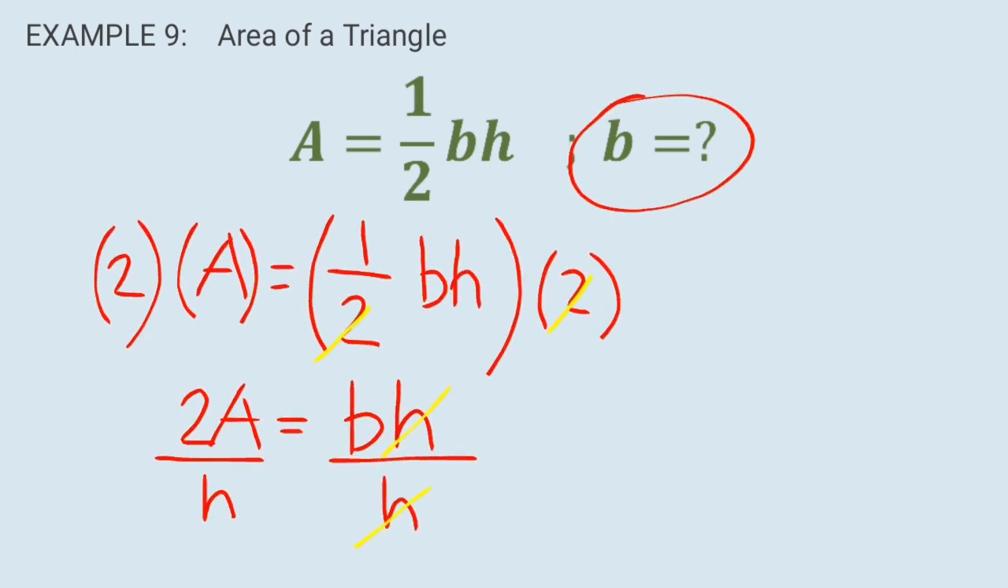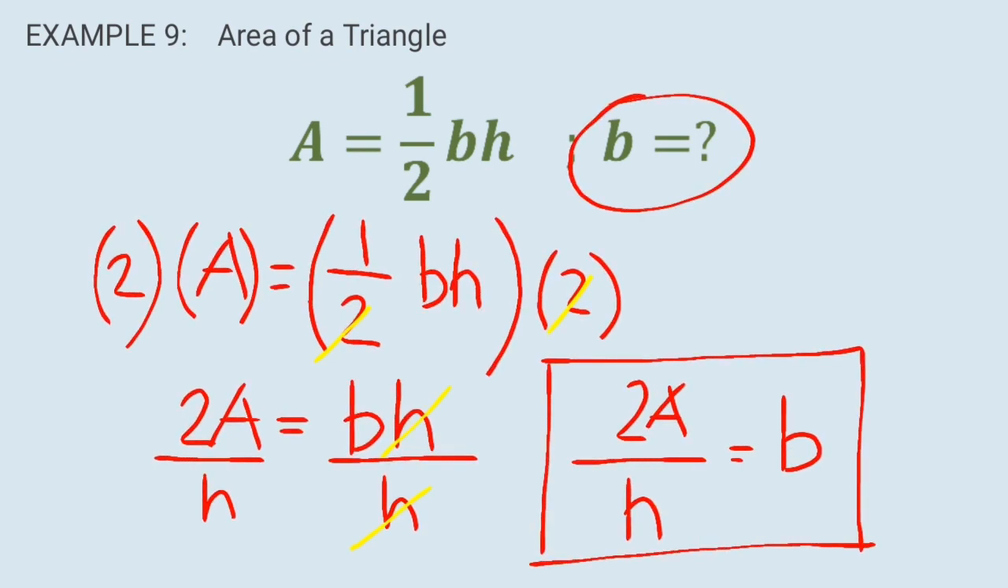H. And we are left with, okay, we are left with B equals 2A over H. So this is it. This is the formula for the base of the area of a triangle. I hope you're still following.